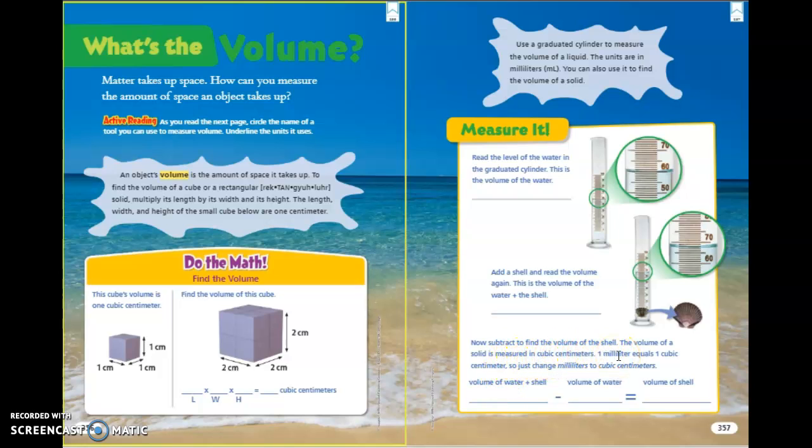The volume of a solid is measured in cubic centimeters. 1 milliliter equals 1 cubic centimeter. So just change milliliters to cubic centimeters. So let's go ahead and take 67 minus 60 milliliters, and that'll give us how many cubic centimeters it is. Pause the video and try to find the answer. You should have come up with 7 cubic centimeters or 7 milliliters.